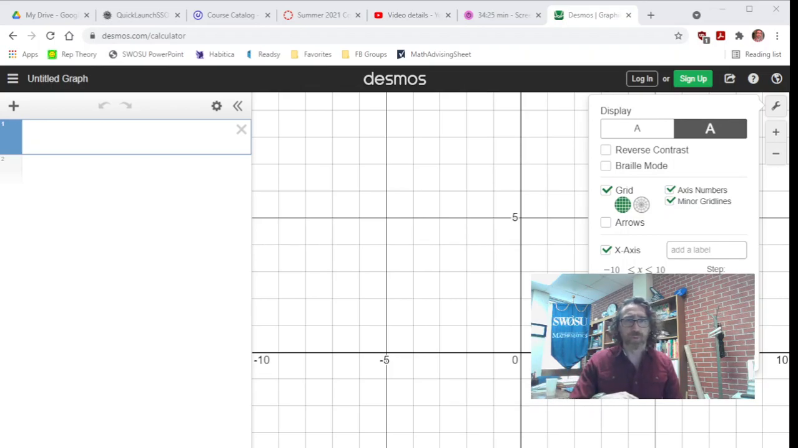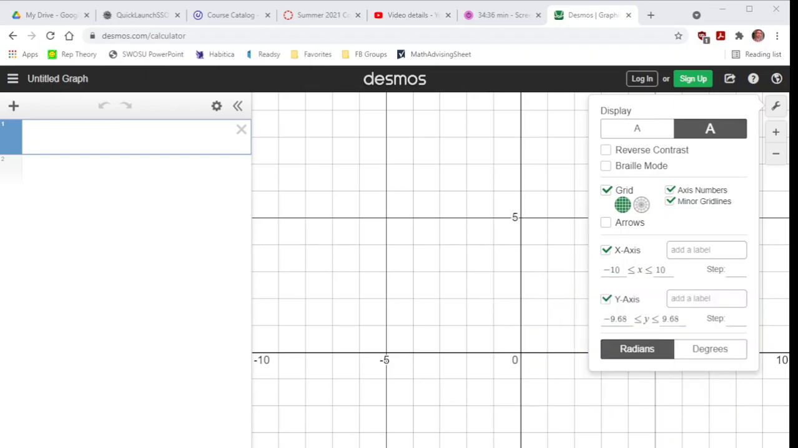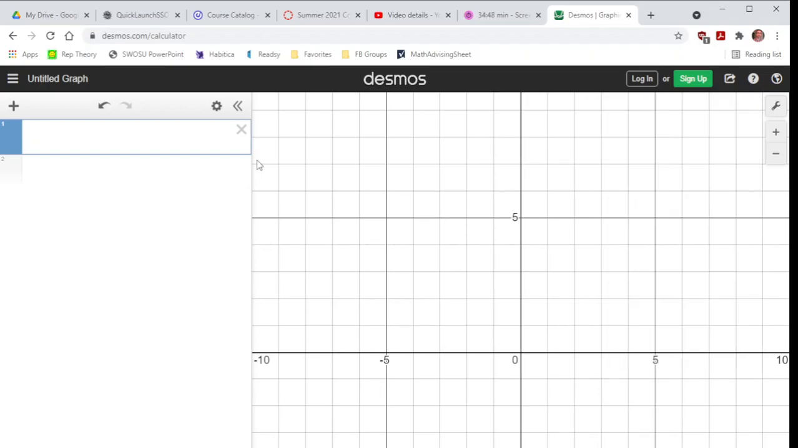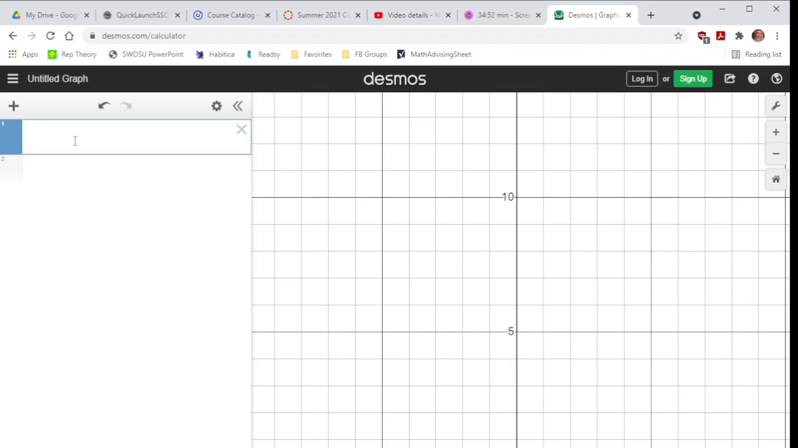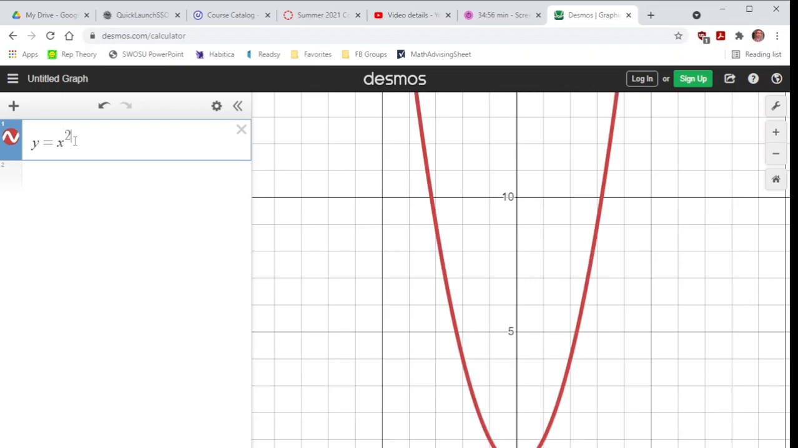So I want to review the types of changes that we see in graphs when we add or subtract in various parts of a formula. So let me get out of the way here. And let's go ahead and do some graphing. Let's do those minor grid lines. I kind of like them. Okay, so I want to graph a non-trig function for right now. Y equals x squared.